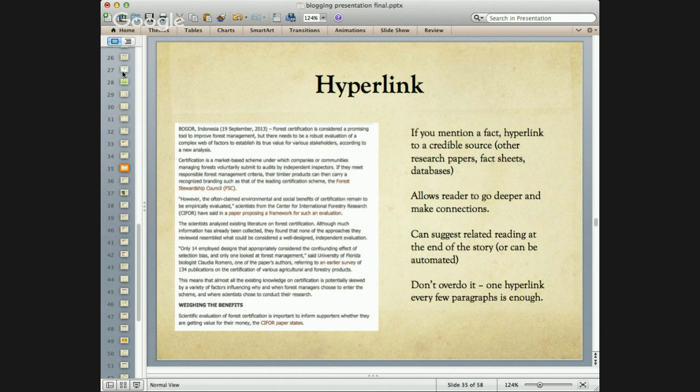You can also automate related reading. That's something we don't have time to go into, but you can create algorithms. We did at C4, based on the keywords of your research publications, that can automatically generate related reading when you've tagged a blog story with those keywords. If you're interested in that, you can write or tweet to me and I can give you some more information about that. Don't overdo it. One hyperlink every few paragraphs is enough. It can make it really hard to read if you've got 7 hyperlinks in a paragraph. So just be mindful of that.